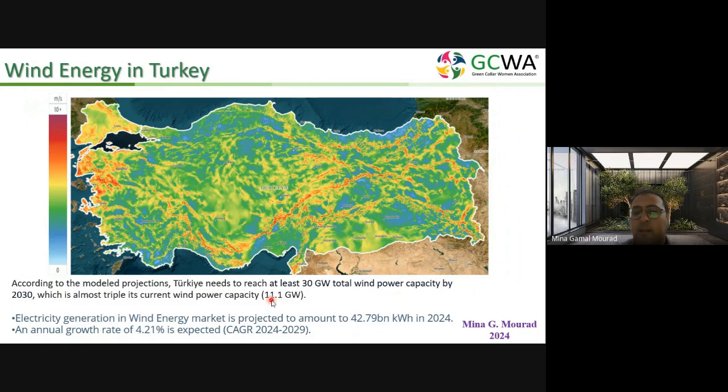Actually, the production of Turkey is about 11 or 12 times the production of Egypt. That may be because of the variety of wind energy, the large areas of wind farms constructed, and many other causes. Electricity generation in the wind energy market is projected to be now 42 or 43 billion kilowatt hours in 2024, with an expected growth rate of about 4.21%.